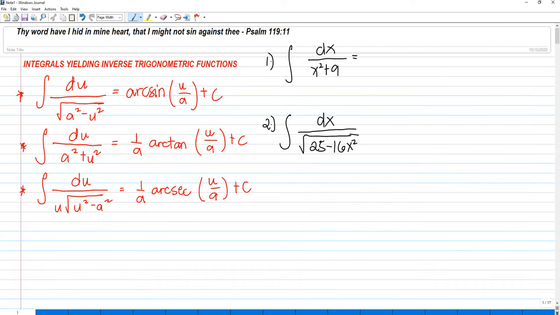I think we have many problems here. So for the first one, we have the basic: the integral of dx all over x squared plus 9. So how do we integrate that?